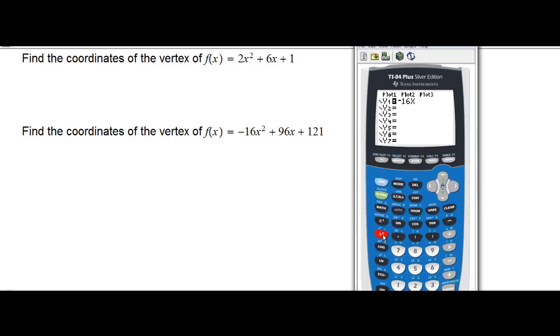All right. So we have negative 16x squared plus 96x, plus 121. And I don't see a complete graph here, just because I haven't given it enough window to live in. I did zoom fit. Let's do zoom fit. Where is fit? Let's press down.